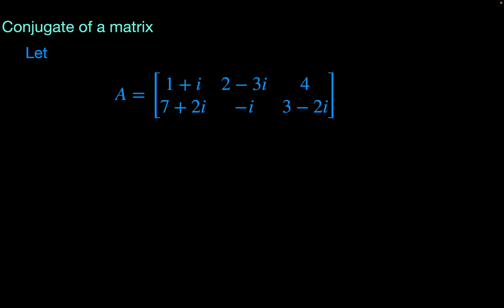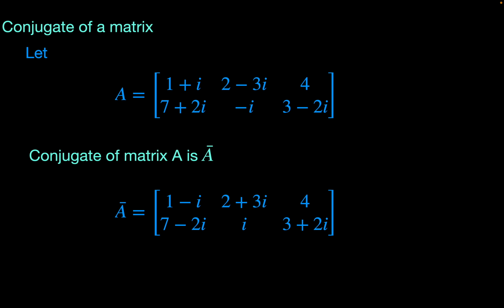Conjugate of a matrix. A matrix having real and imaginary terms can be written in the same way as we write for real numbers, and its conjugate is the matrix known as the conjugate matrix. The terms of the conjugate matrix are the conjugates of the original matrix terms. So the conjugate matrix A bar has terms that are the conjugates of the terms of the matrix A. So here the term is 1 plus i, and the conjugate matrix has term 1 minus i, 2 minus 3i, 2 plus 3i, 4, 4, 7 plus 2i, 7 minus 3i, minus i, 3 minus 2i, 3 plus 2i.